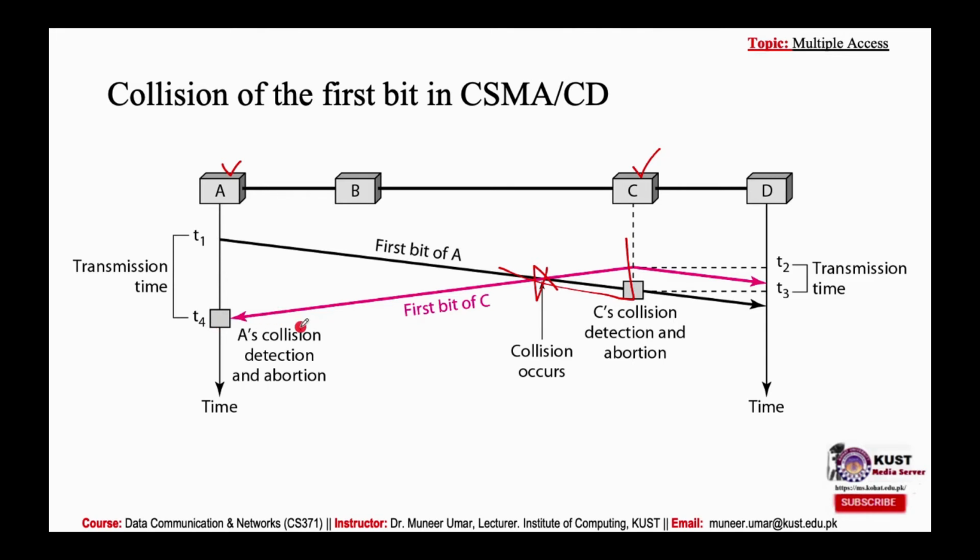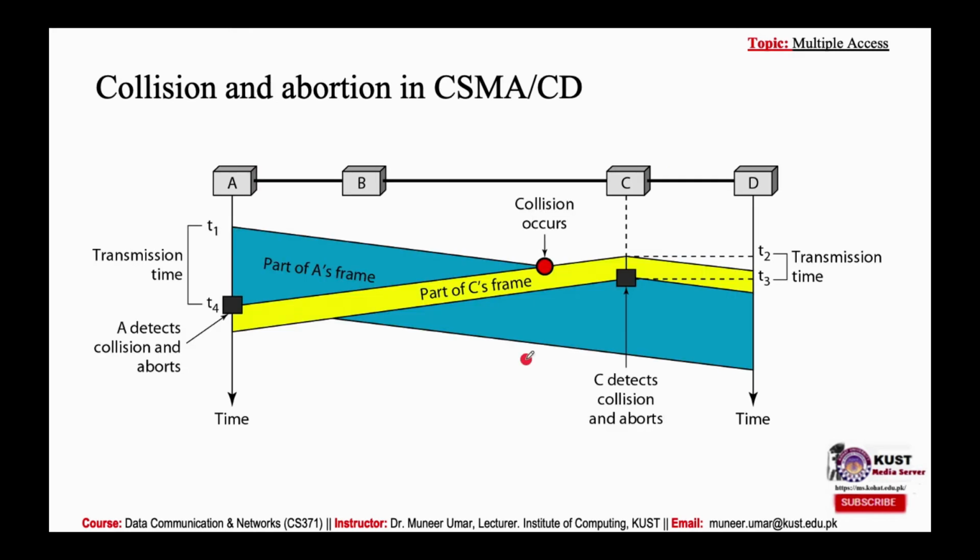So if we look into the figure, A transmits for the duration of T4 from T1 to T4, while C transmits from T2 to T3. At the time T4, the transmission of A's frame, though incomplete, is aborted, and at time T3, the transmission of C's frame is also incomplete and aborted.